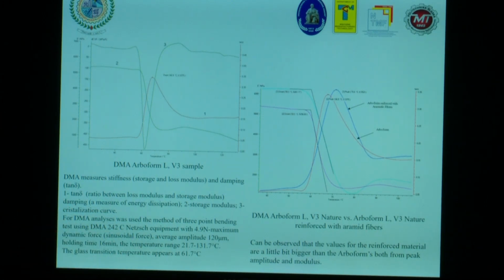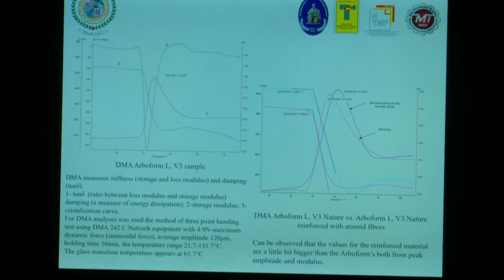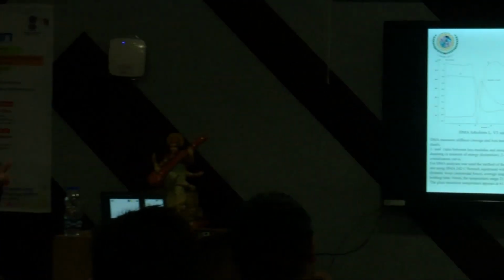So what is glass transition temperature? Glass transition temperature appears at 61 Celsius. This is important as a main conclusion.